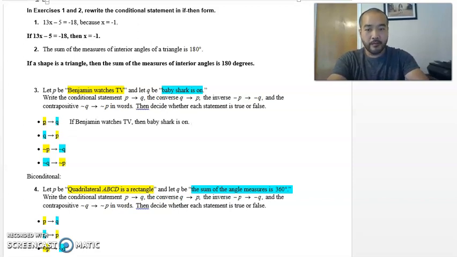Alright, for the converse, we just flip them. So your hypothesis goes first, the blue one goes first. If Baby Shark is on, then Benjamin watches TV.